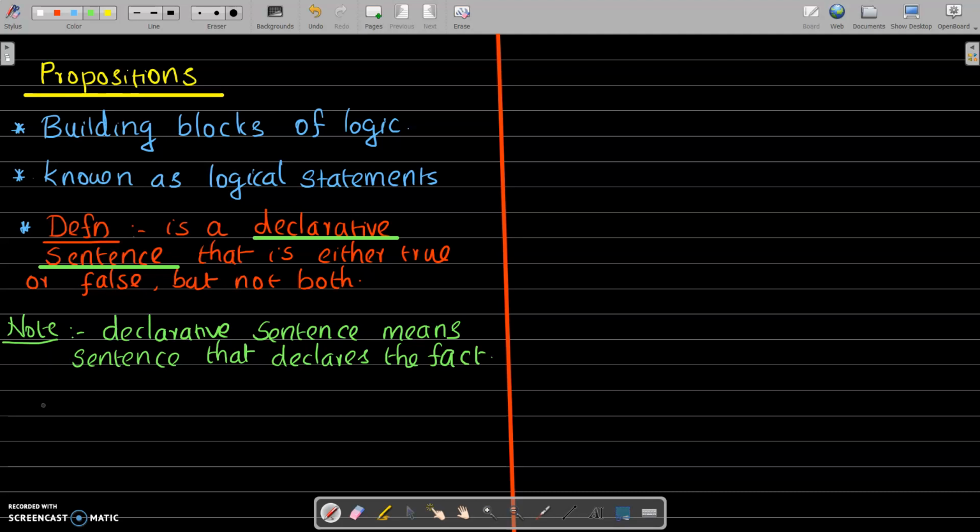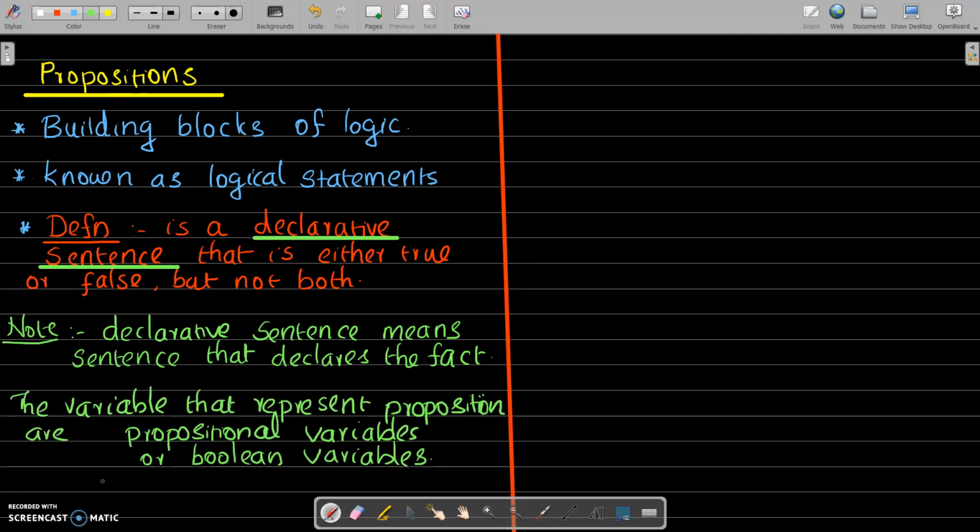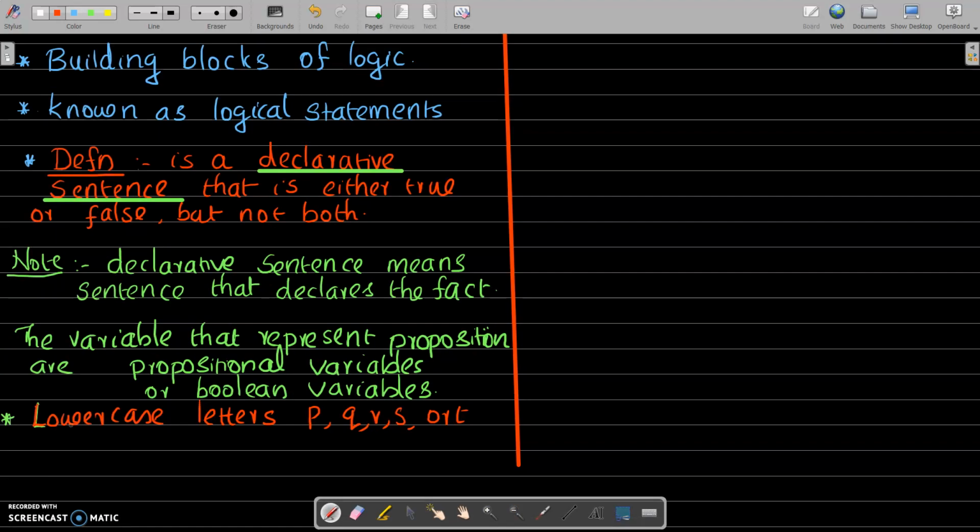And the variables that represent the proposition are propositional variables or Boolean variables. The conventional letters used to represent these propositional variables are the lowercase letters p, q, r, s or t. Next we can go through some examples.